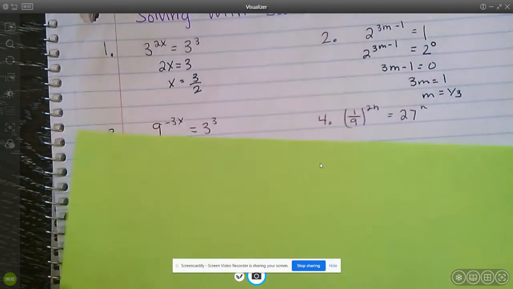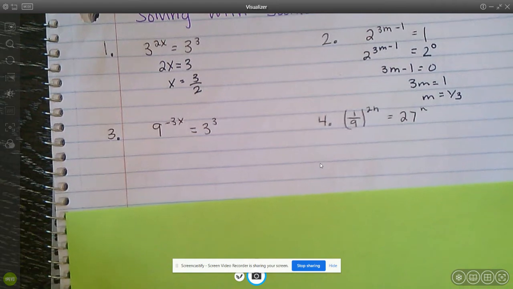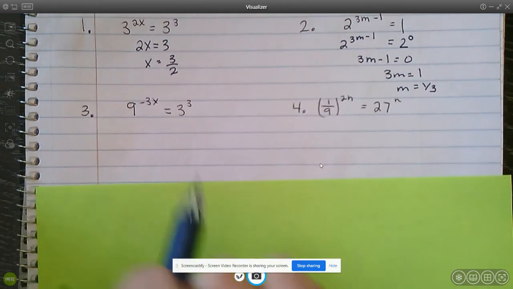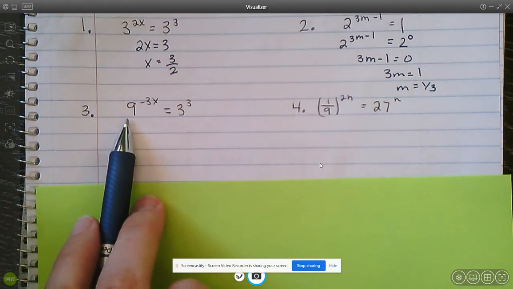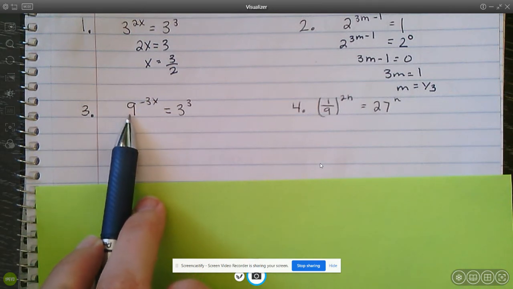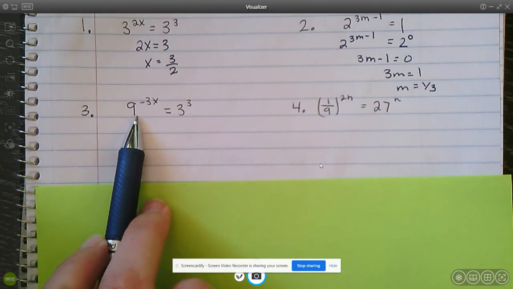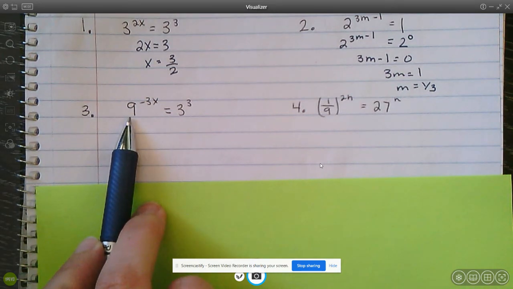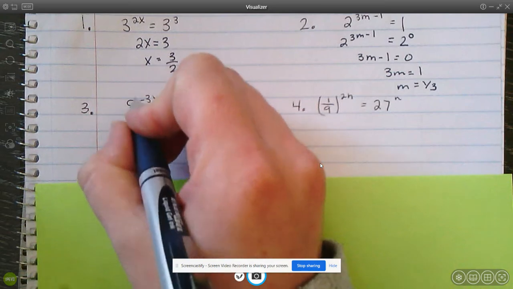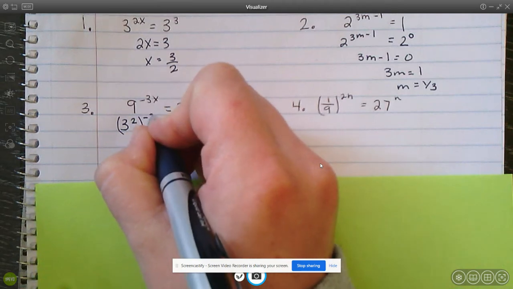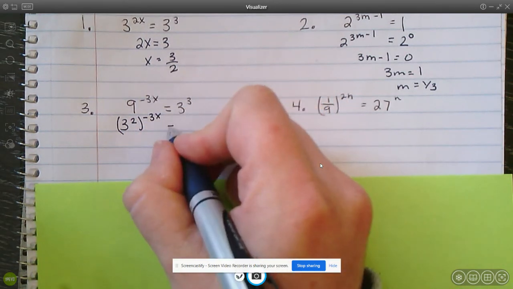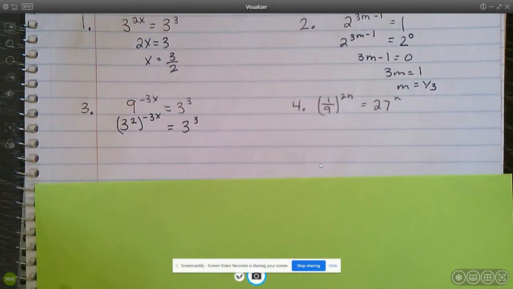Okay, looking at a couple more. Okay, this one, we have a 9 and we have a 3. So you could turn this into a 9 if you wanted, or we can change this one to a 3. I think this one is going to be easier to change to a 3 because 3 to the power of what gives you 9? Well, that's 2. So I could rewrite this 9 as 3 squared. And then that is to the power of negative 3, x equals 3 to the third.